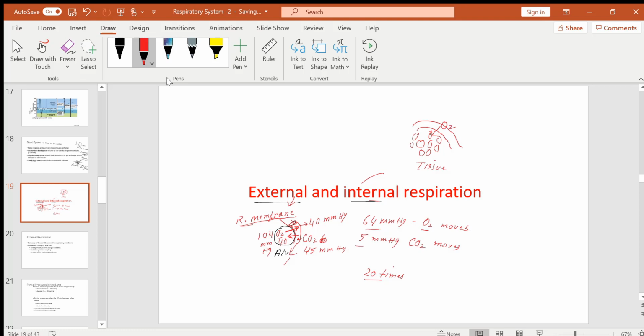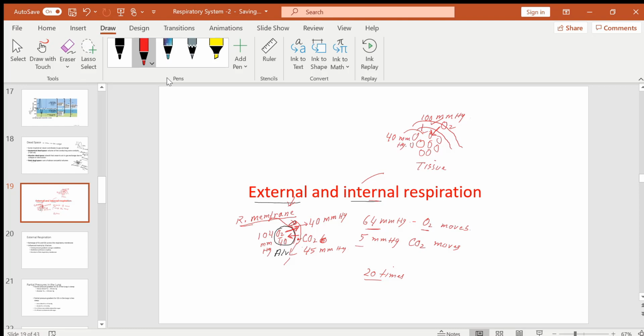So the pressure of oxygen must be higher here and lower here. So here the pressure is 100 millimeter of mercury, and here it is only 40 millimeter of mercury. So the difference is about 60 millimeter of mercury.